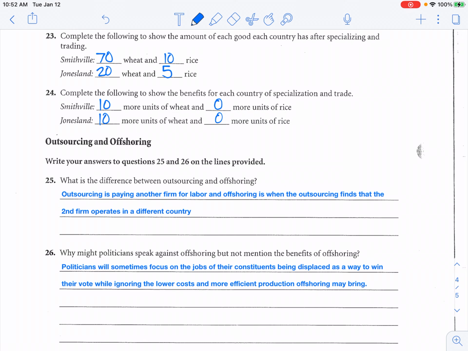So the politicians, though, will sometimes have to focus on the jobs of their constituents, that are the voters, being displaced as a way to win the vote, and they might ignore that lower cost and the efficient production that ends up helping people throughout their voting district, because they have to weigh the benefits and the cost of how they're going to talk about offshoring, and they may very well decide that it's more beneficial to bring jobs back than it is to keep prices low. So that may be one explanation as to why politicians would speak against that. Oftentimes, politicians are going to do what they need to do to try to win votes, quite simply put.